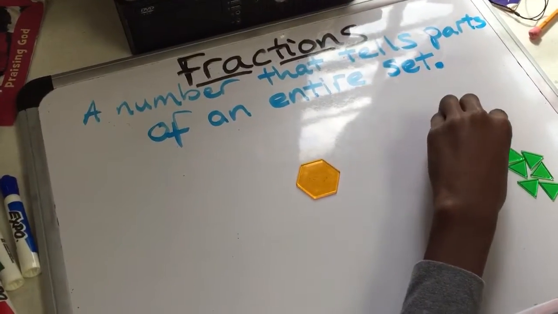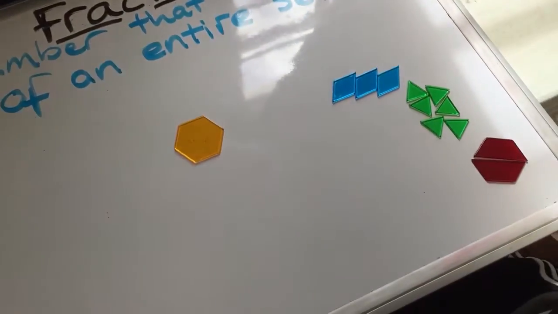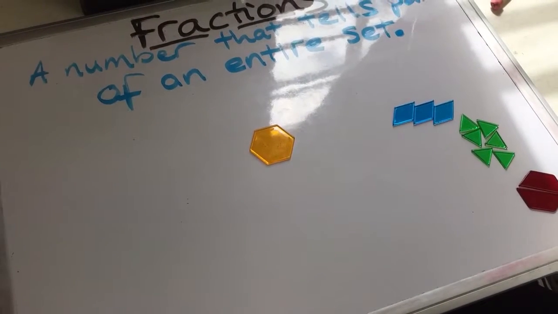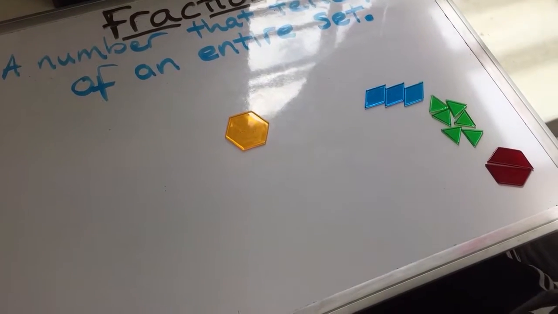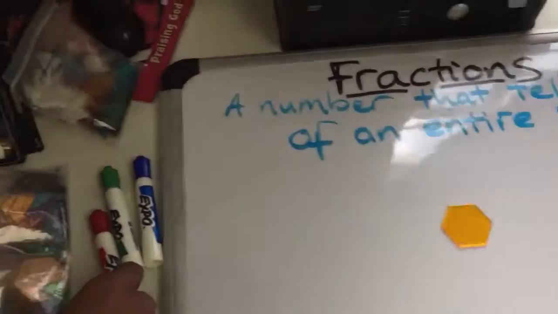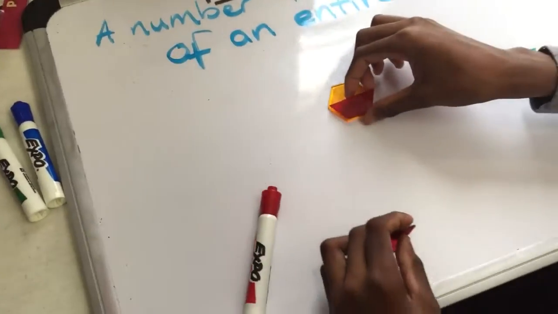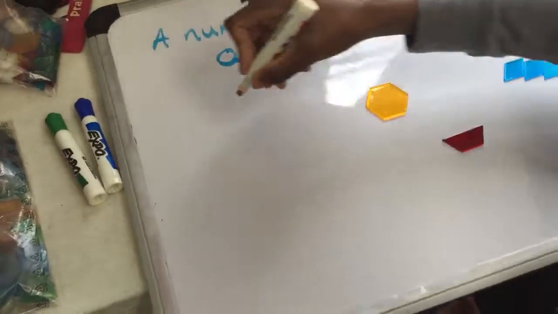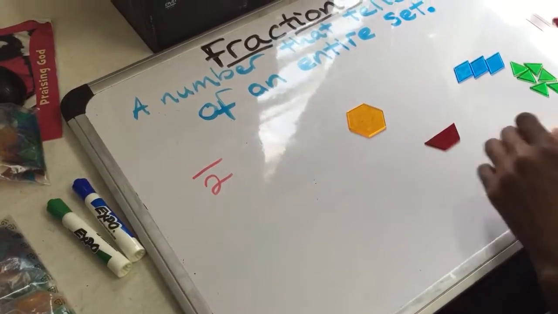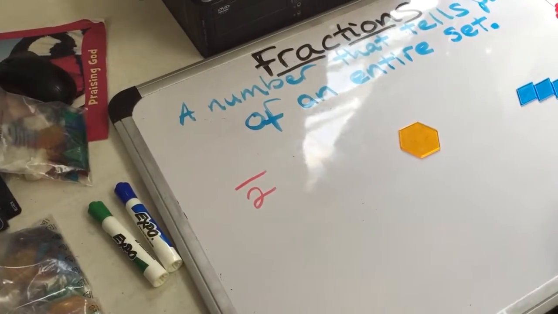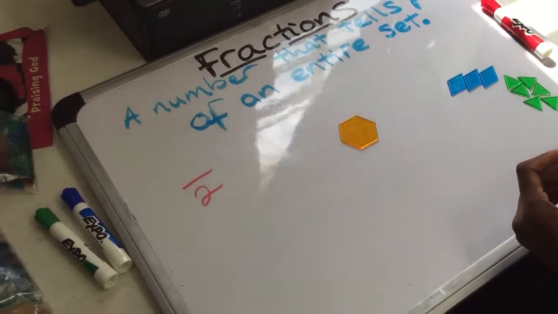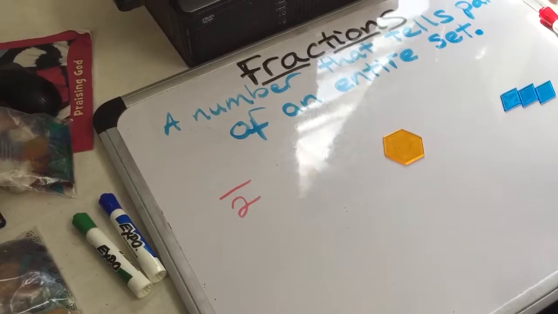Now we're going to compare these different colored pieces to one whole. First let's look at the piece that has the least amount of pieces. What color? Red. So how many pieces do you have there? 2. So in a fraction, what does that 2 represent? You got the pieces there. 2 of them.